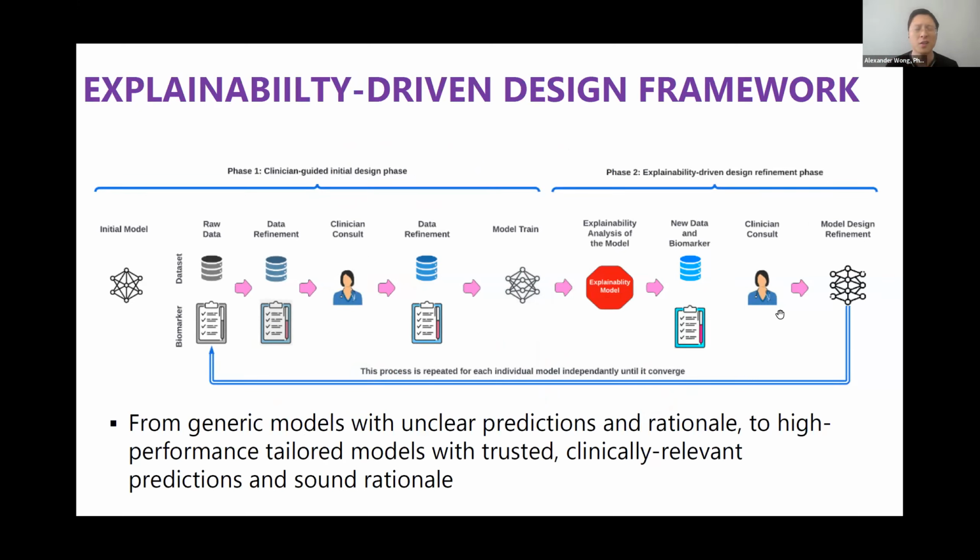So in a nutshell, what we do is we start off with a generic model, right? That might have unclear predictions and rationale. We go through a clinically guided initial design phase. Then we go through an explainability-driven design refinement phase, where an explainability analysis is done on the model to identify what are the key biomarkers being used, what are the key factors being used, what kind of biases might be inherent based on demographic, gender, sex, and so on and so forth.